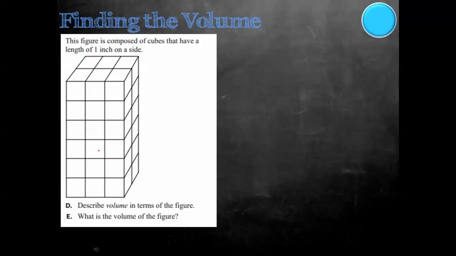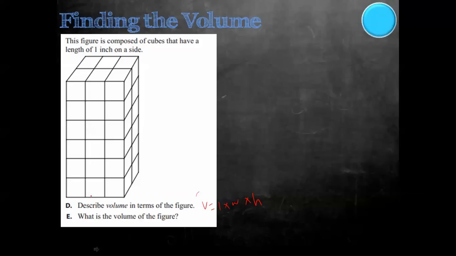So for this one, this is the same figure as earlier, okay? We want to describe volume in terms of the figure. So again, you're just describing how you would find volume. Okay, so how you would find volume is you would just find out how many cubes make up this figure and then you would add them up. Or you would take length times width times height, which is what we're going to do right here.